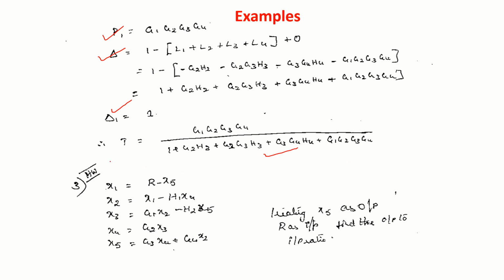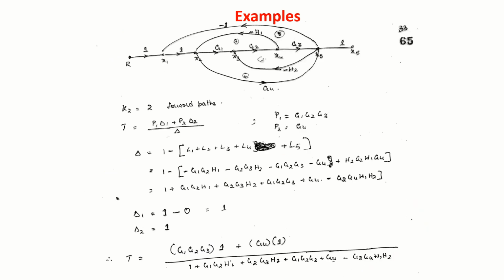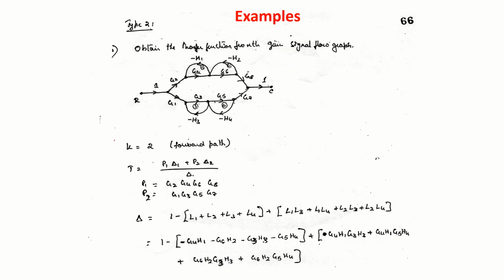So this example you can work out yourself. Anyway, I think the solution is given here. Right, so sometimes signal flow graphs will be given. You have to find the transfer function. This is the given signal flow graph.